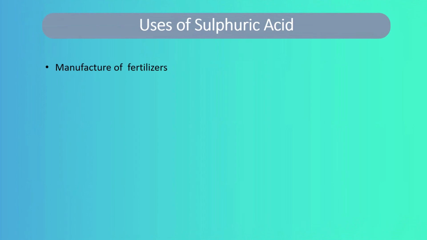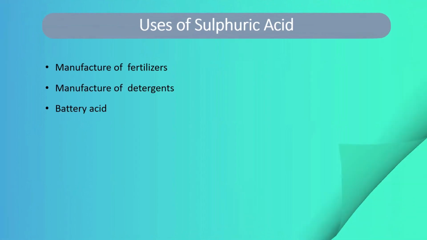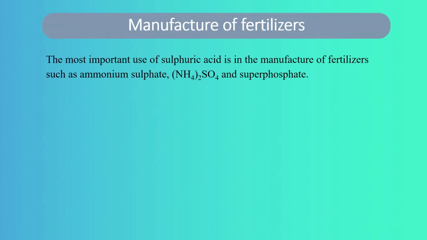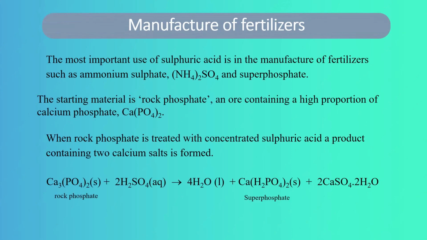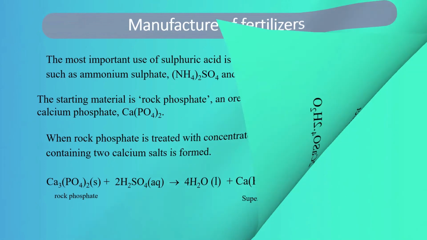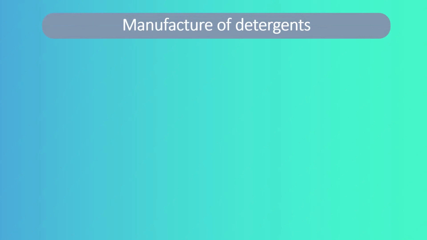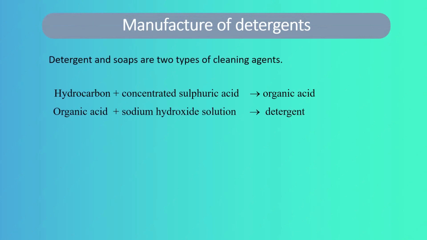Uses of sulphuric acid: manufacture of fertilizer, manufacture of detergents and battery acid. The starting material for fertilizer is rock phosphate. Rock phosphate is reacted with sulphuric acid to make superphosphate, which is the phosphoric fertilizer. Manufacture of detergents: concentrated sulphuric acid is added to a hydrocarbon to make an organic acid. This organic acid is added to sodium hydroxide solution to make detergent.